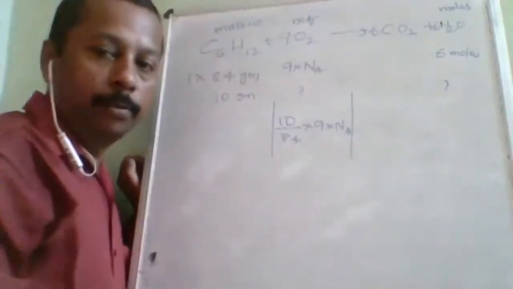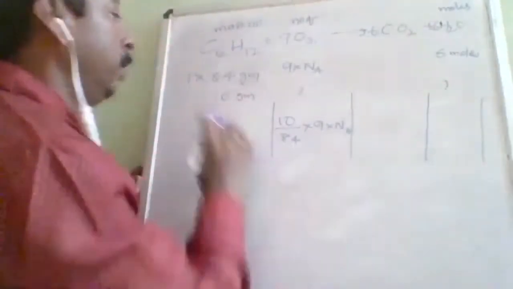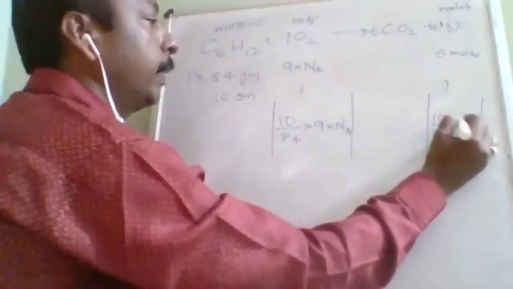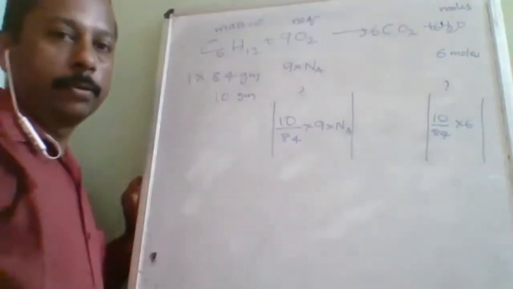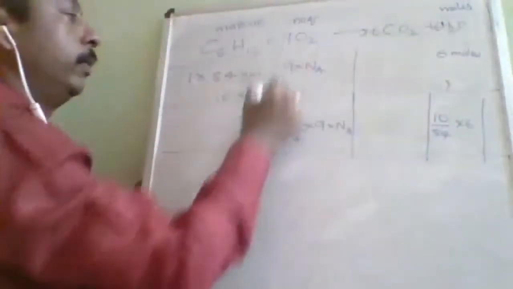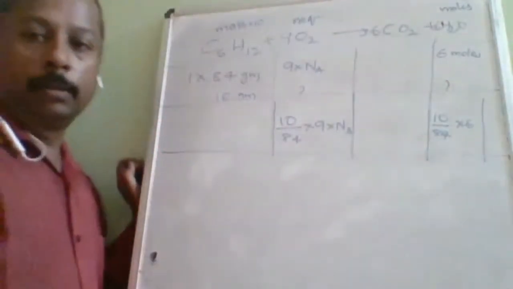Number of molecules of O2 required. And here the answer will again be by the unitary method: 10 by 84 into 6. Is it understood, students? So this is about the stoichiometry of products. Any doubt about this? I don't think any doubt will be there. It is a clear explanation without any confusion. We should be able to solve it.